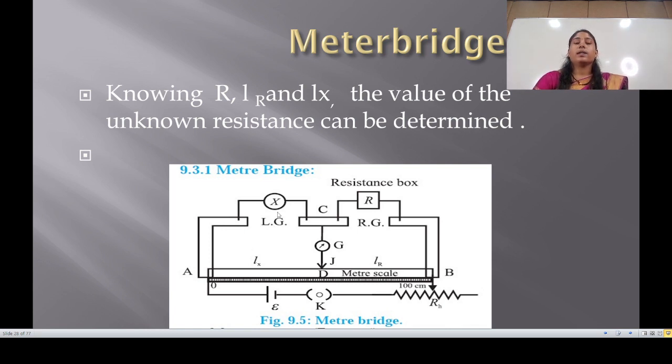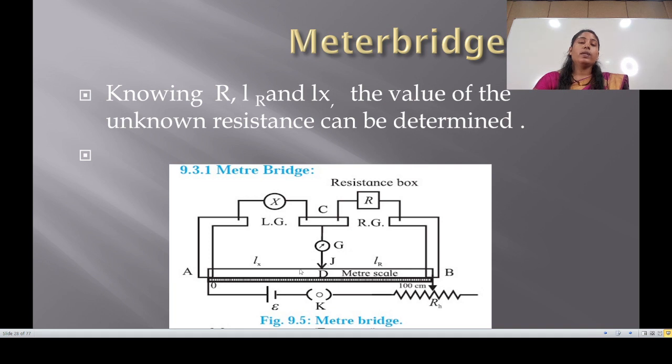In the left gap, an unknown resistance X is connected, and in the right gap, a resistance R is connected. LG means left gap, RG means right gap. Here is point A, here is point B, and point C lies in between two metallic L-shaped strips. In between points C and D, a galvanometer is connected, and when we touch, a jockey is connected along with the galvanometer.